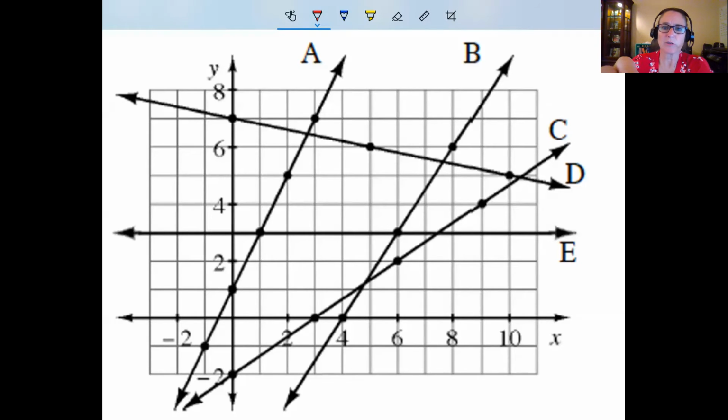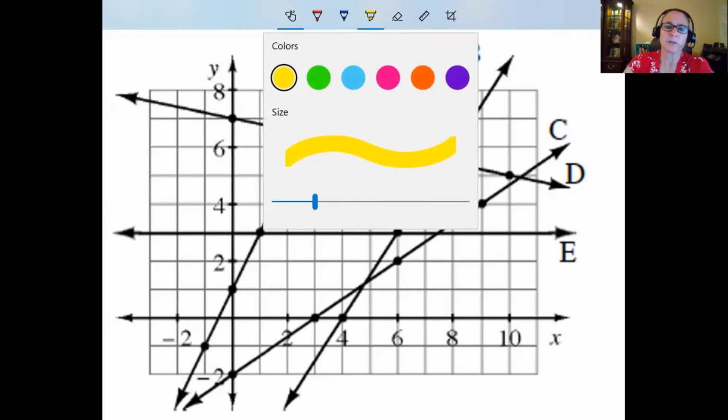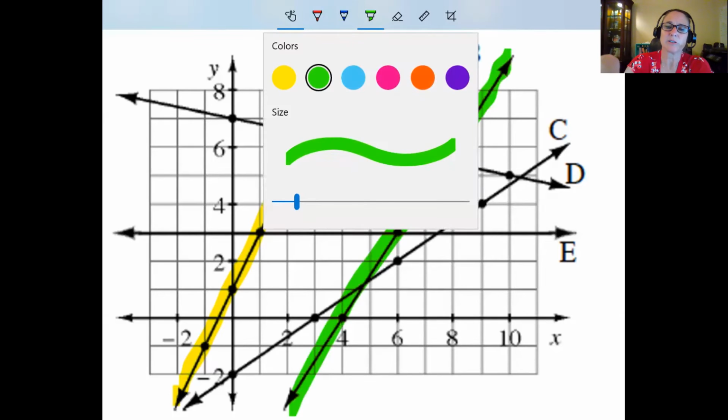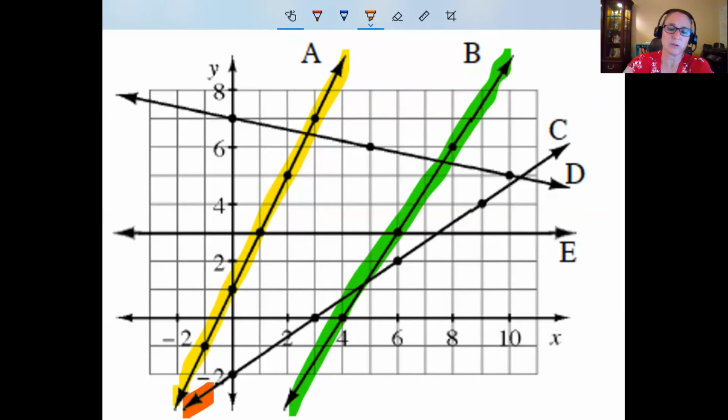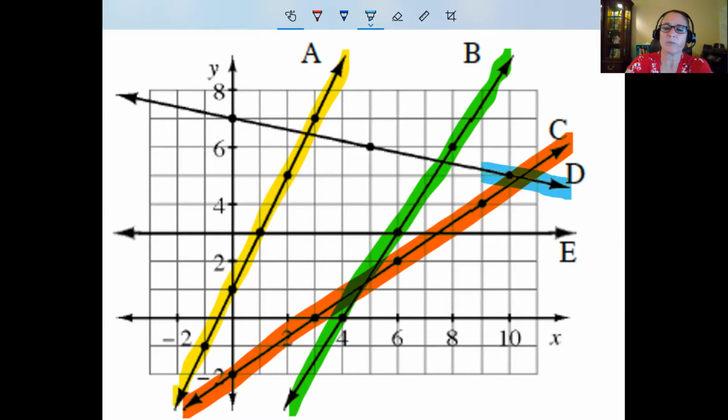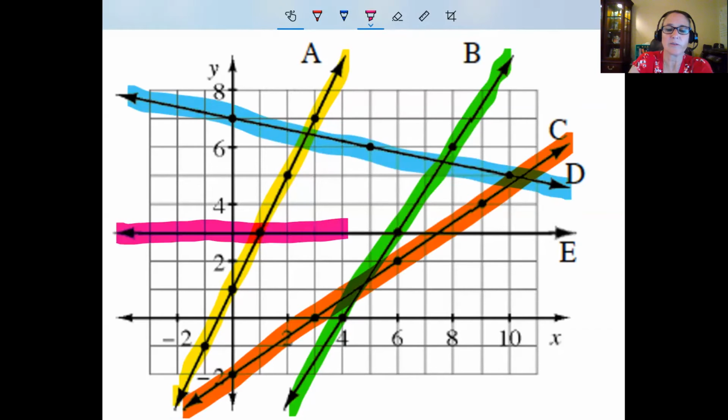And so let me just kind of color code these. Okay, so here is A. That's my yellow one. Here is B, my green one. Here is C, we'll make it orange. And then here is D, we'll make it blue. And you actually have E, might be hard to see, but E is there. Let's say I make it this pink. This is E right here, this line.